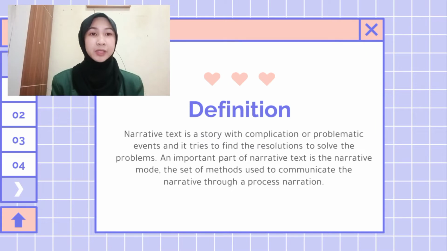Alright, so narrative text is a story with a complication or problematic event, and it tries to find the resolution to solve the problem. An important part of narrative text is narrative mode, the set of methods used to communicate the narrative through a process of narration. The purpose of narrative text is to amuse and entertain the reader with a story.